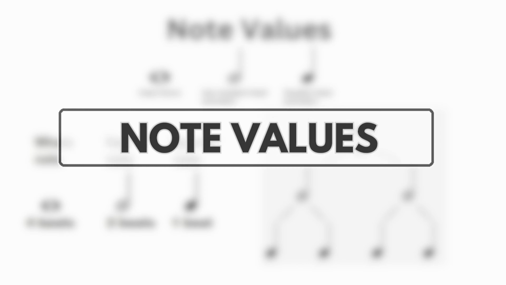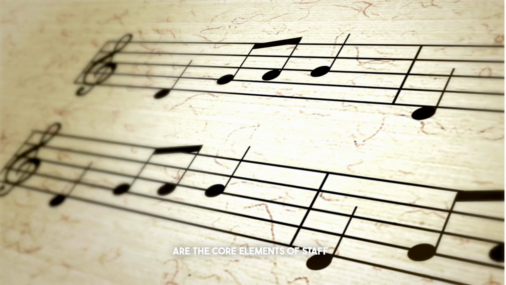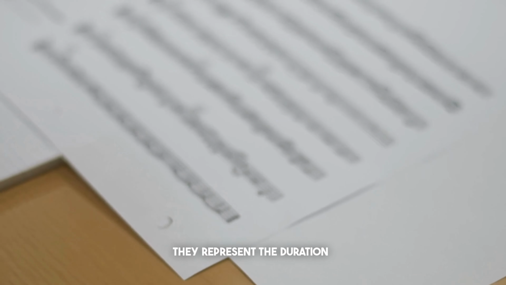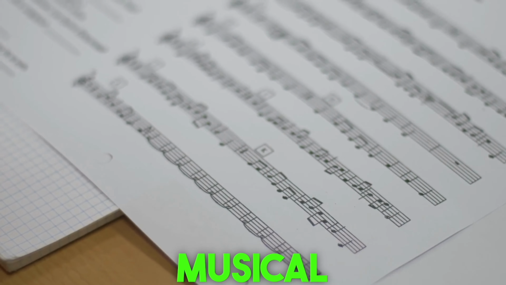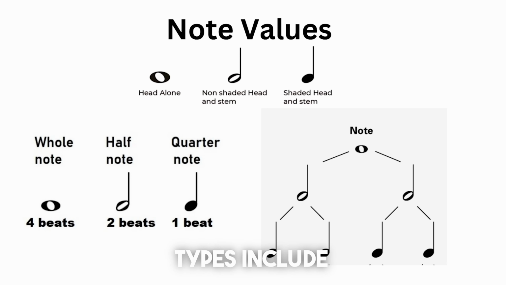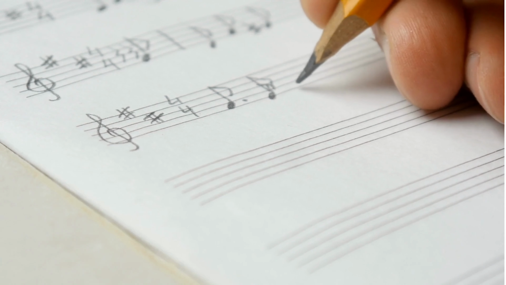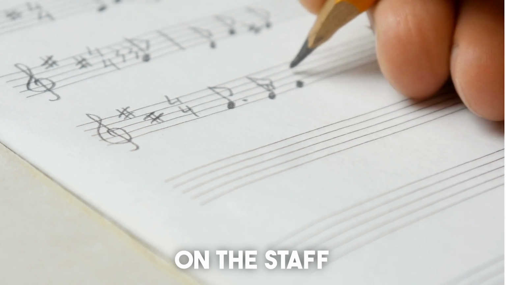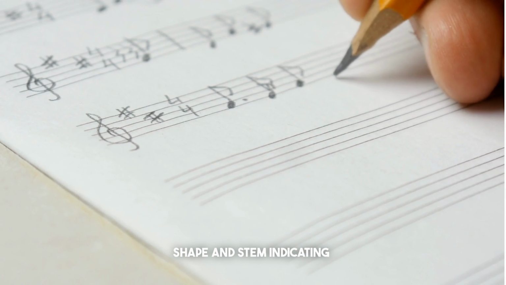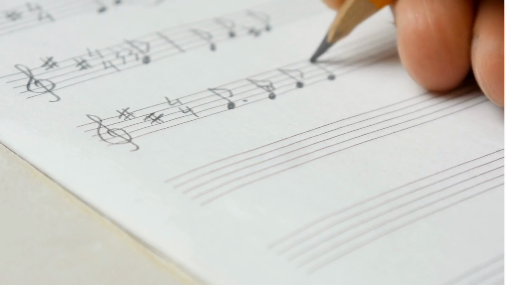Note values. Notes are the core elements of staff notation. They represent the duration and pitch of musical sounds. Different note types include whole notes, half notes, quarter notes, etc. The position of a note on the staff determines its pitch, and its shape and stem indicate its duration.